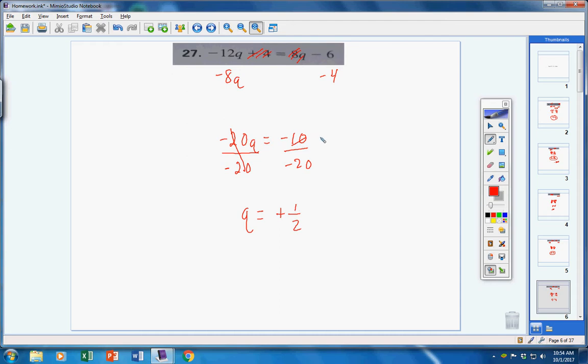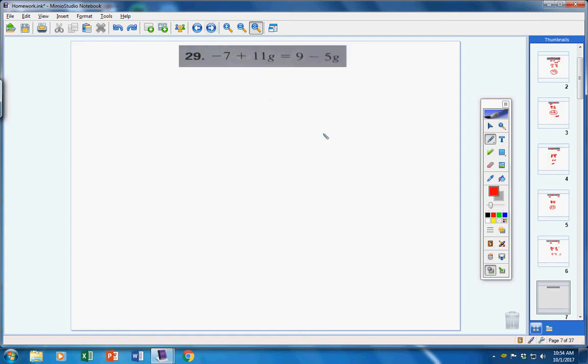10 goes into both of those. So 1/2, or you can put 0.5. Okay, now 20 over 10 would equal 2. Okay, that's not what we have. We have 10 over 20, which is 1/2 or 0.5. Okay? Alright, number 29.